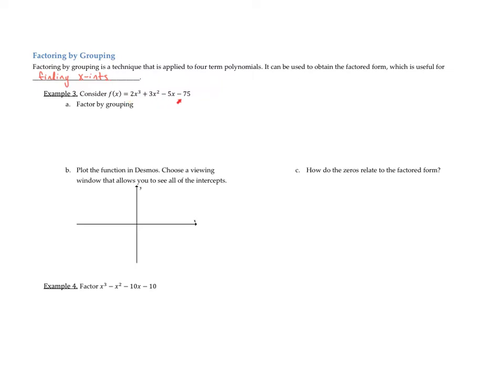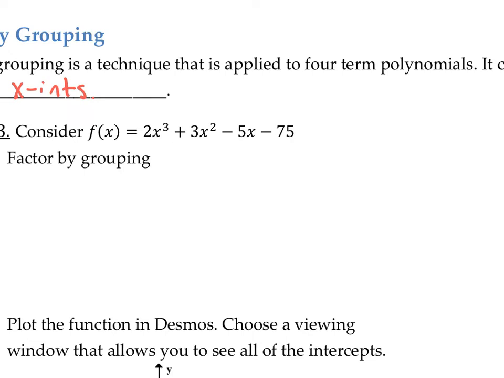So we're going to consider this first example. It's a 4-term polynomial. It's cubic, so the highest degree is 3 and the leading coefficient is 2. And for this polynomial, there's actually a typo that we need to fix. We need to change this negative 5x to a negative 50x.